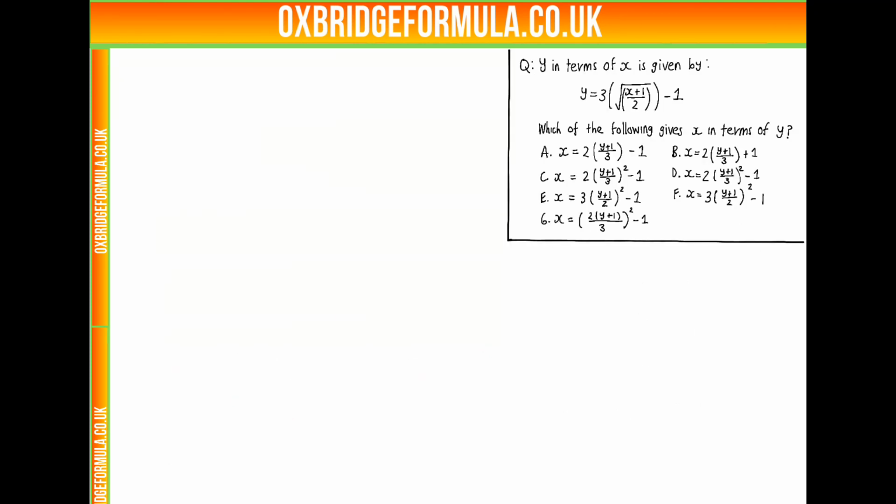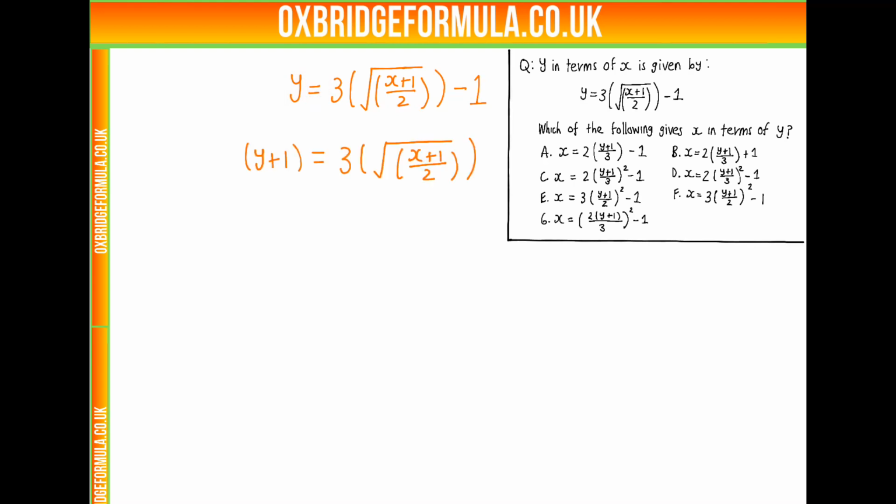In this question, we need to rearrange this expression carefully for x. So let's start by writing it down. y equals 3 root (x plus 1)/2 minus 1. So where do we go from here? Well, we potentially want to square both sides to get rid of this square root. But this is a pretty nasty form to square because we'd have to expand this side. So if we move the minus 1 over here by adding 1 to both sides, this expression here is a lot easier to square both sides.